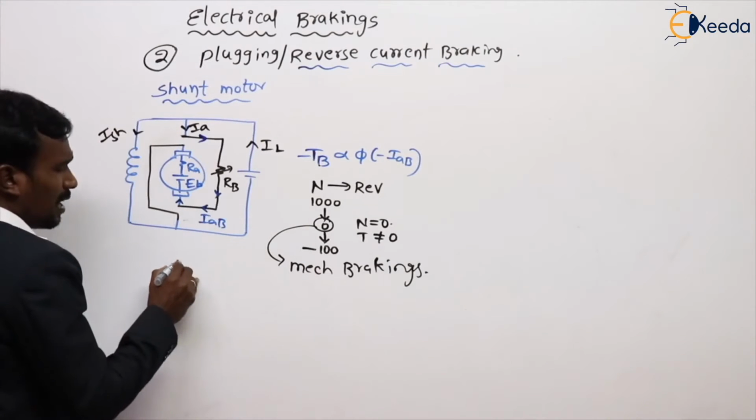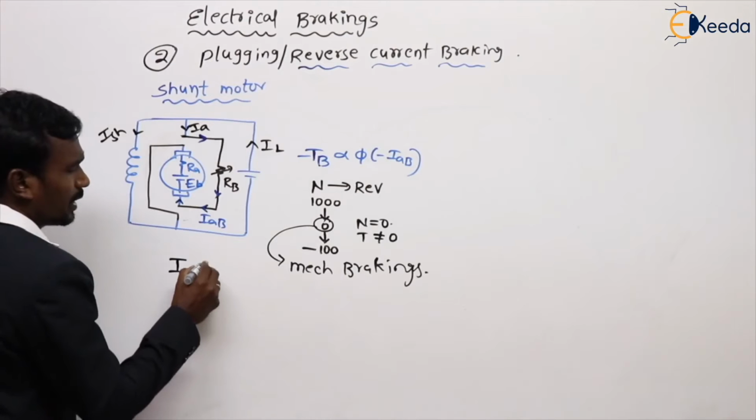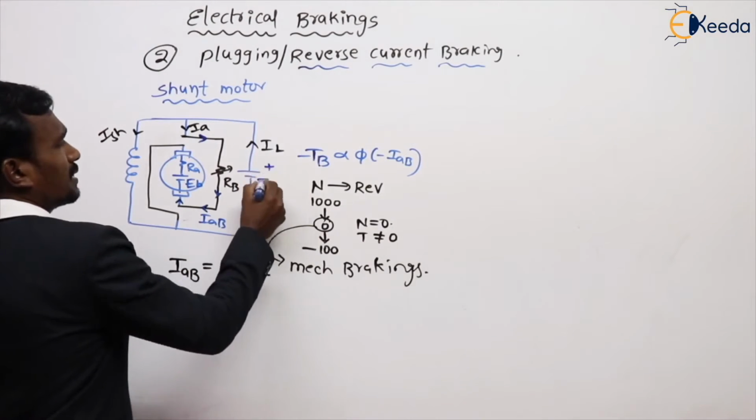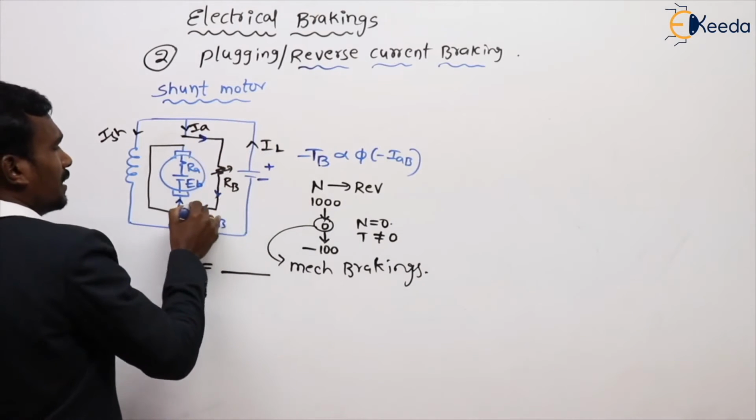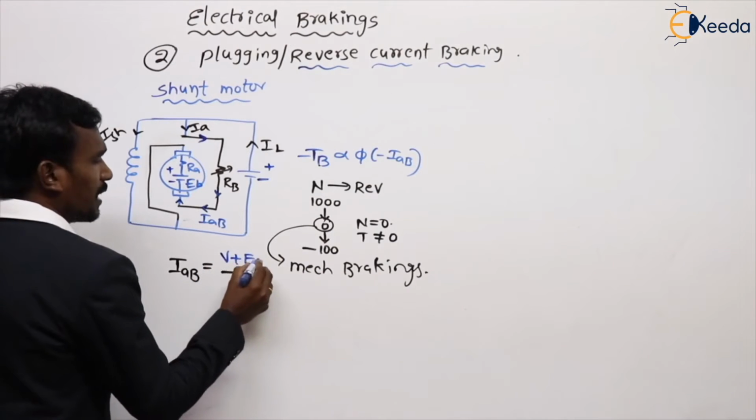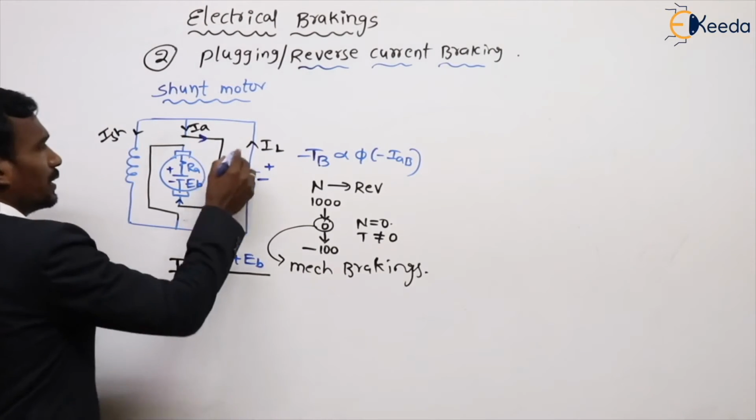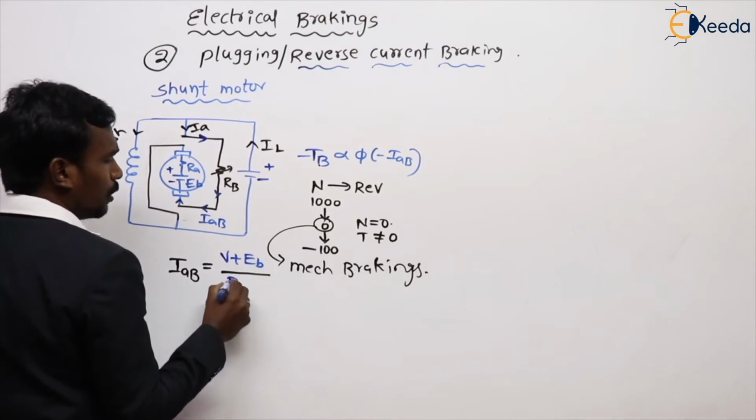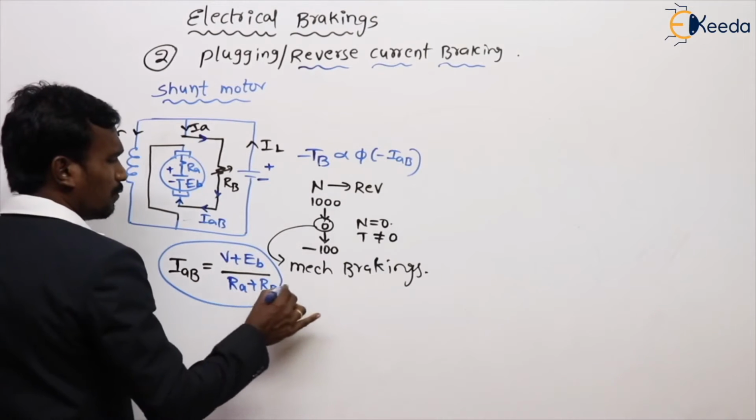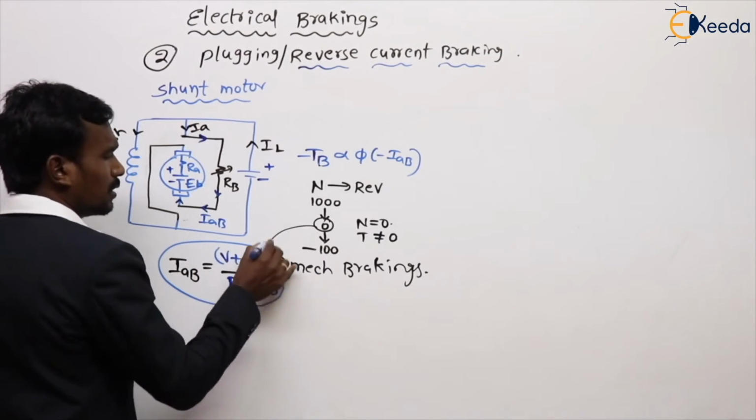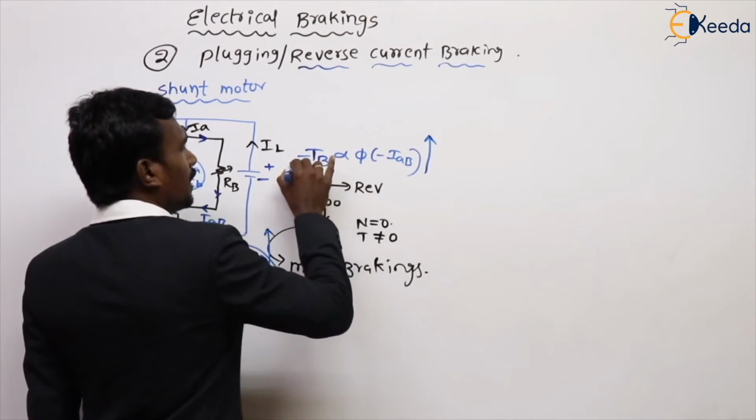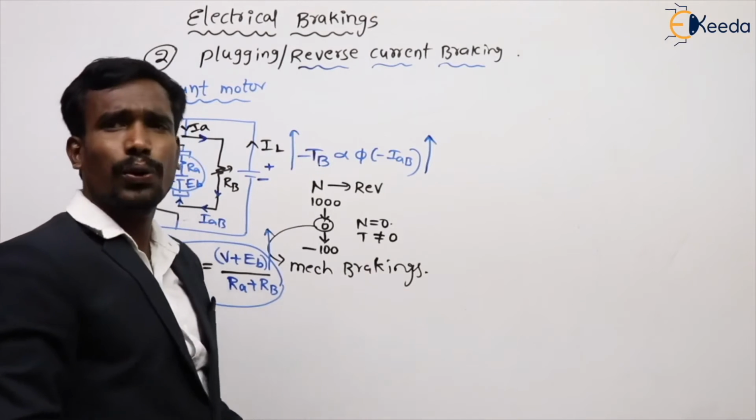Here, what is my armature current at braking? Can you tell me? Here, minus plus flowing like this, again minus plus. So the voltage and back EMF are added. And what is the resistance in this loop? In this loop, the resistance is RA plus RB. So see here, the voltage content is more. That's why the current is more. If the current is more, automatically the braking torque is also more.